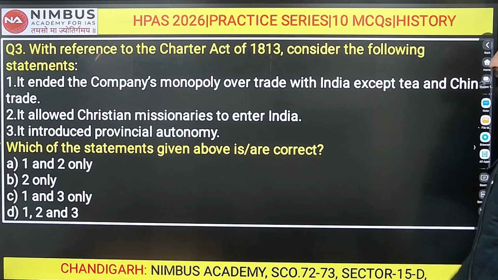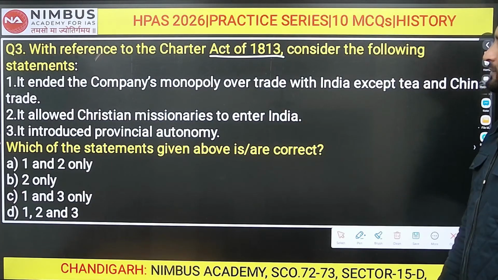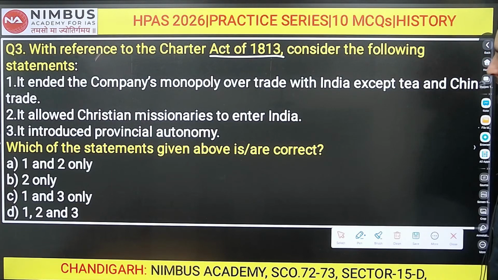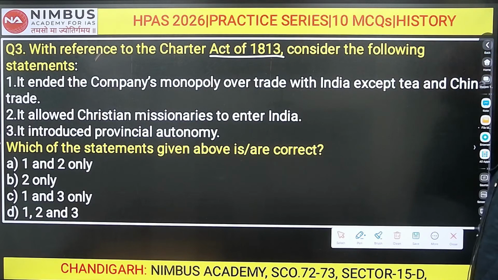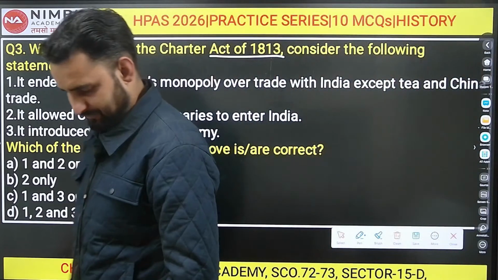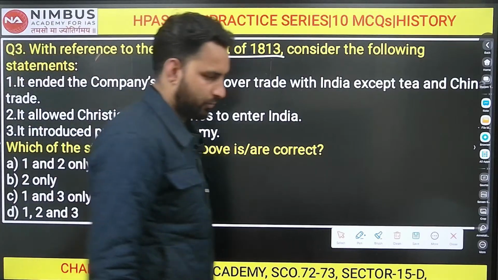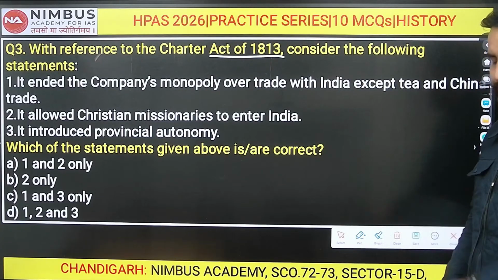Question number 3 is, with reference to the Charter Act of 1813, consider the following statements. So there are 3 statements. Statement 1 is, it ended the company's monopoly over trade with India except tea and China trade. Statement number second is, it allowed Christian missionaries to enter India. And statement number third is, it introduced provincial autonomy. Which of the following should be the right answer for question number third? Let me know.